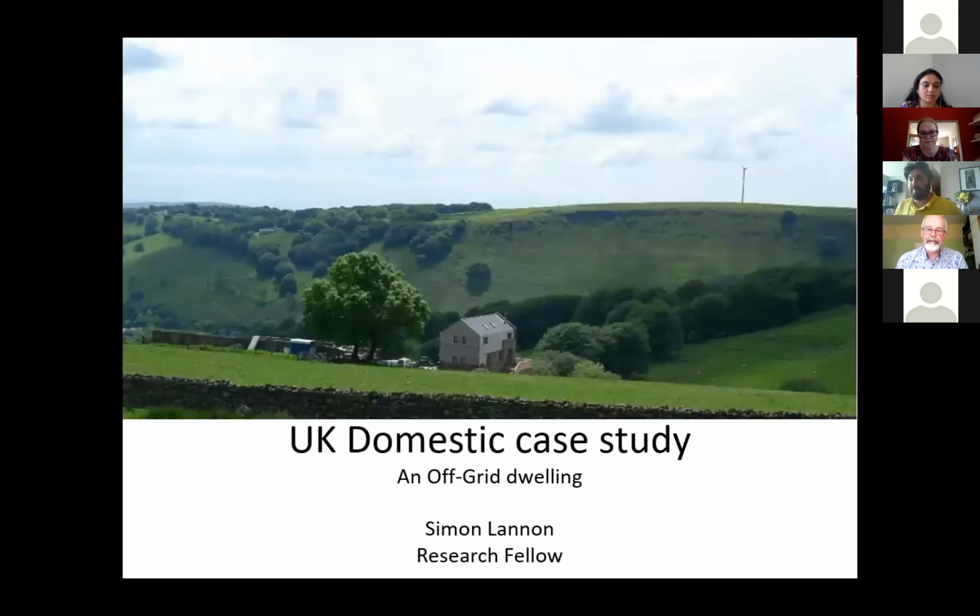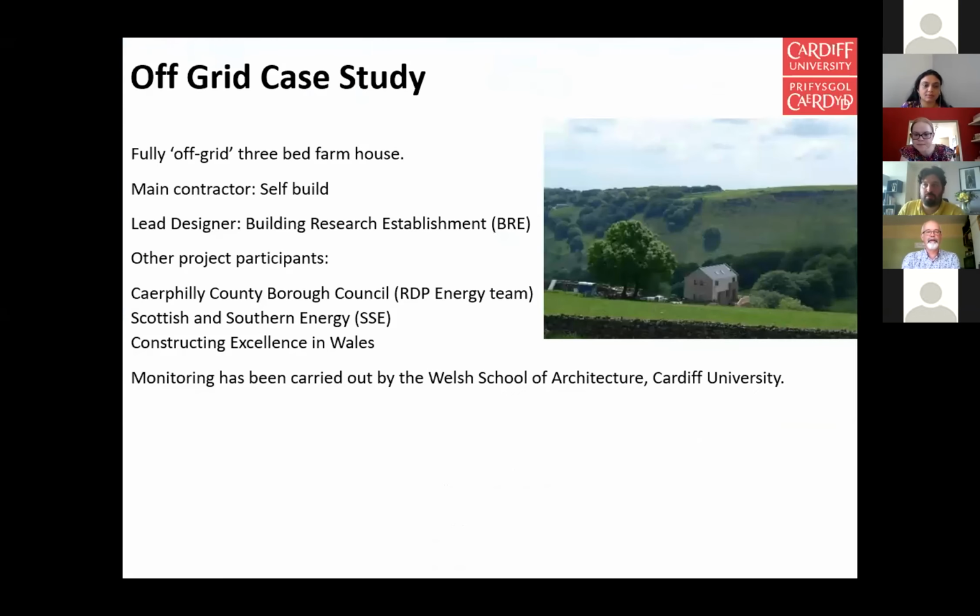And sort of leading on from that, I think it'd be really useful to show a case study of some work we've been doing. So hopefully you can see this off-grid dwelling in South Wales. It doesn't look like a typical building within South Wales, but it's a very interesting building. It was a fully off-grid 3-bed farmhouse, self-built, and it was designed by BRE.